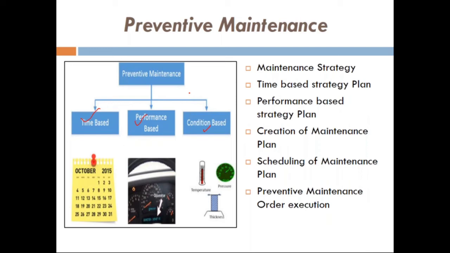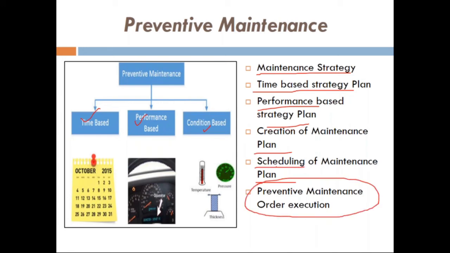For that, what do we need to set up in the system? We have to create a maintenance strategy. We have to create maintenance plans, and using the plans, when we schedule it, the system will automatically generate the preventive maintenance orders. How to do this in the system, we need to understand.